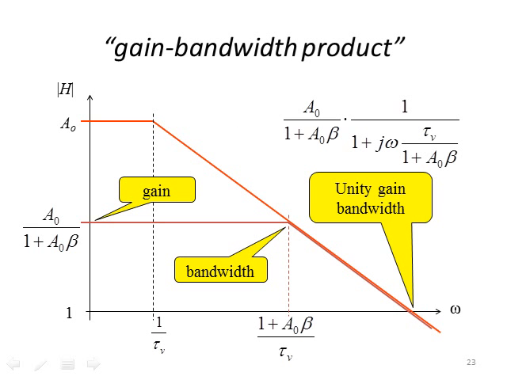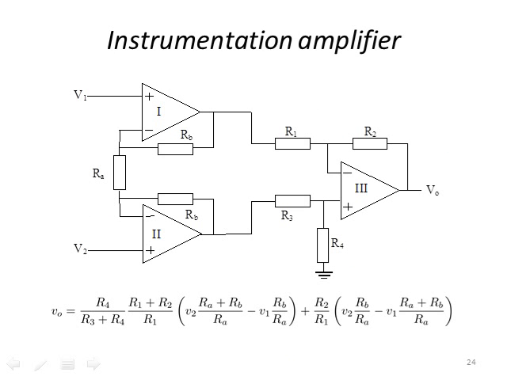Now, the gain bandwidth product is an important concept here, and you can also see that the gain of our system is defined as A0 divided by 1 plus A0 beta, and the unity gain bandwidth is when the gain is equal to 1. So remember these basic transfer functions for the finite gain of the system and also the frequency dependent gain of the system.